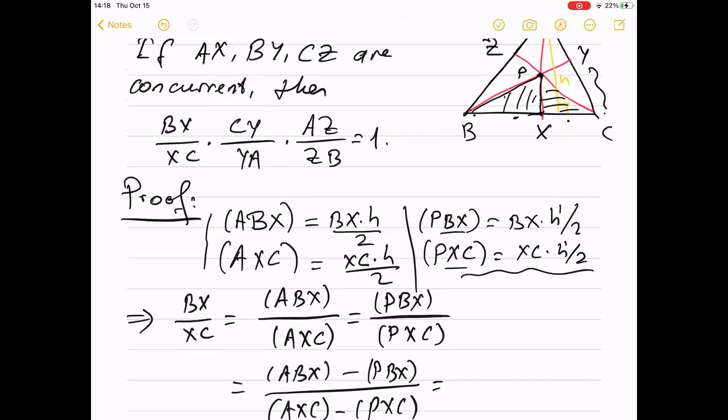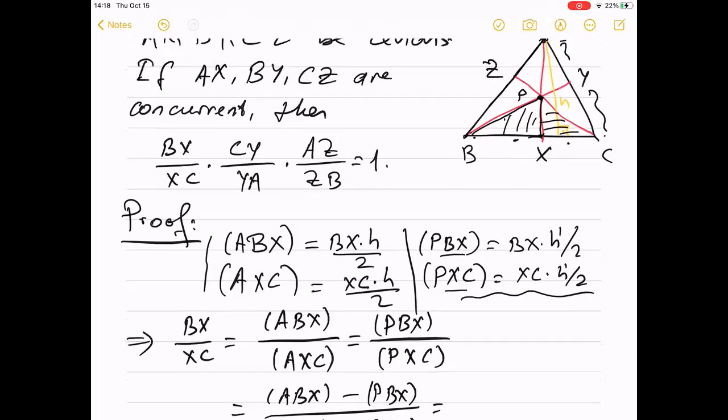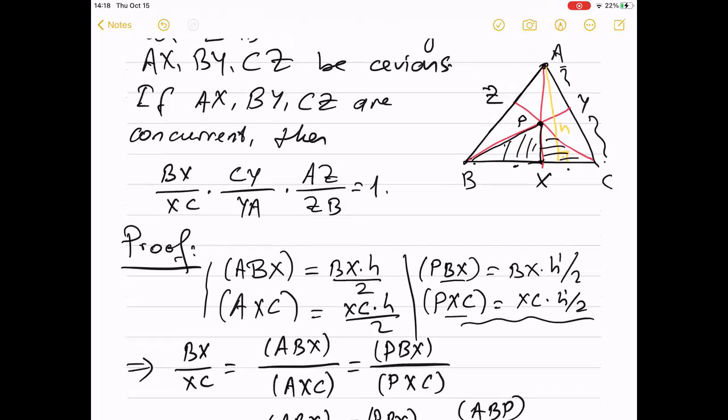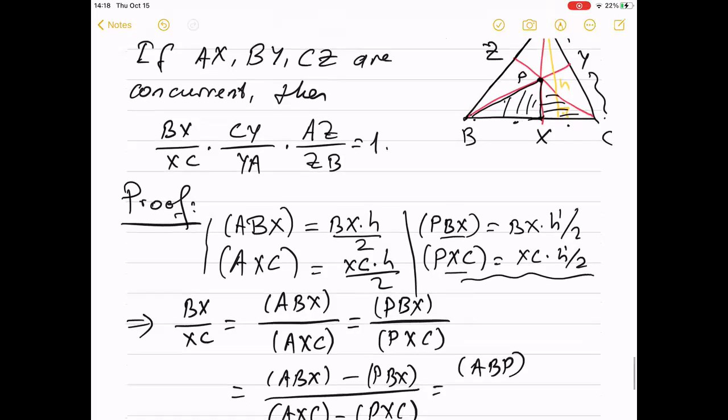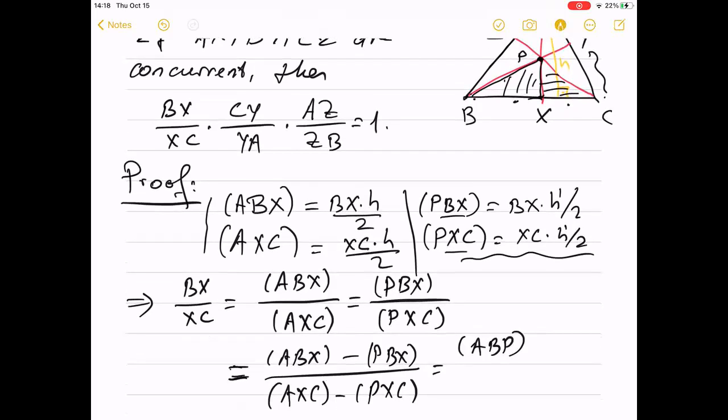And that is, if you look at ABX minus PBX, that is ABP. I will explain this in a moment. The first equality comes from this fact that if you have A over B is equal to C over D, then you can check that, suppose C is less than A, that's also equal to A minus C over B minus D.